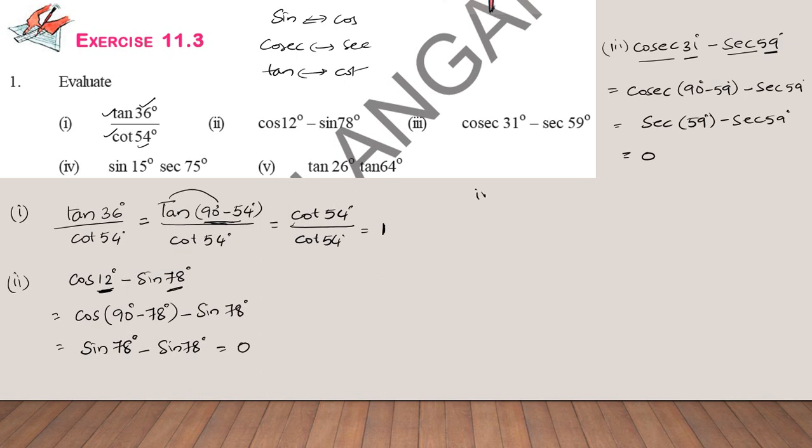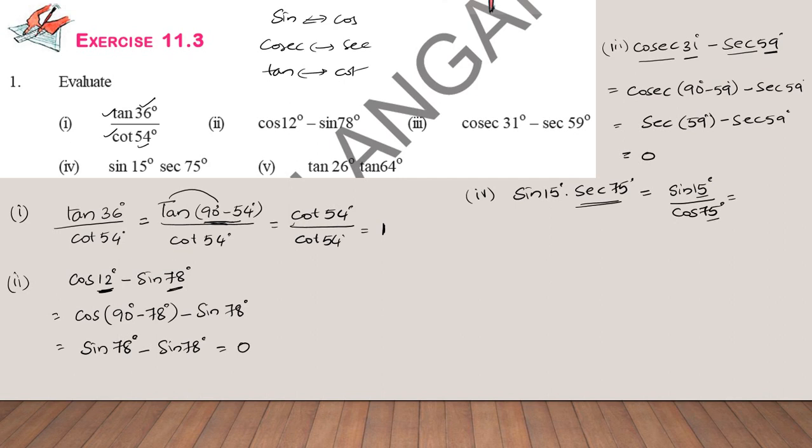Next, moving on to question number 4. So what is question number 4? Sine of 15 degrees into secant of 75 degrees. If you observe this, sine 15, its complement is cos, no? But here he has given secant, and secant I can write as 1 by cos, right? So this I can write as sine 15 degrees by cos of 75 degrees. Now the equation is clear.